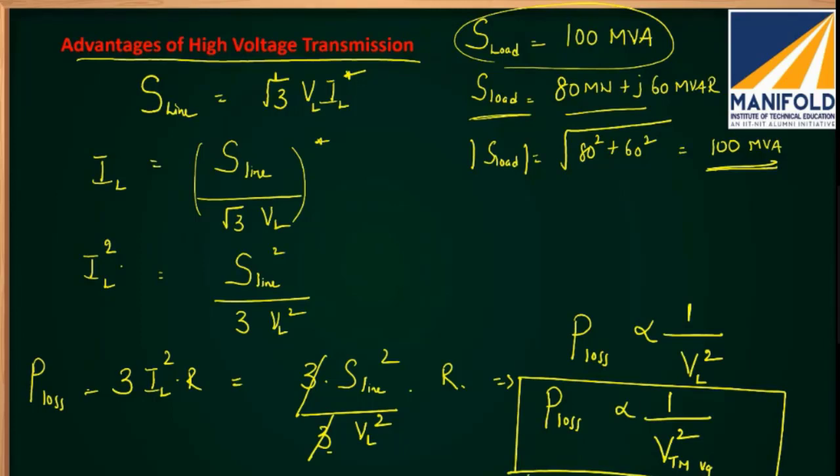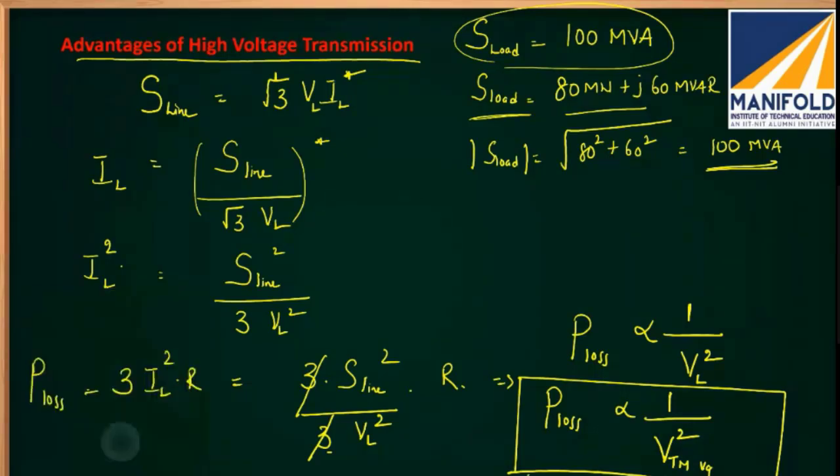So if you go for higher and higher voltage transmissions, the real power losses in the transmission line are reduced. By what factor are they reduced? Remember, this is the power loss in the transmission line. If you double the transmission voltage, your transmission losses are reduced by 1/4, because real power loss in the transmission line is directly proportional to 1 by transmission voltage square.